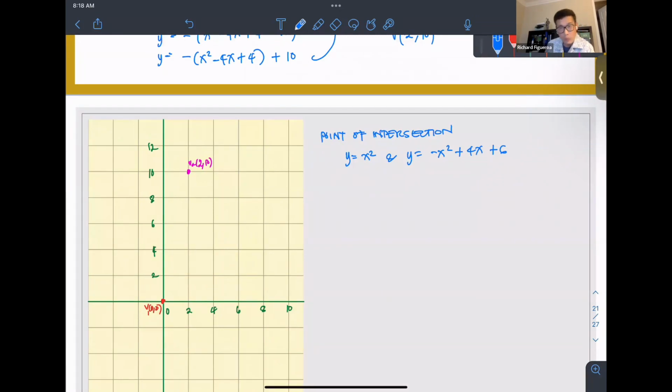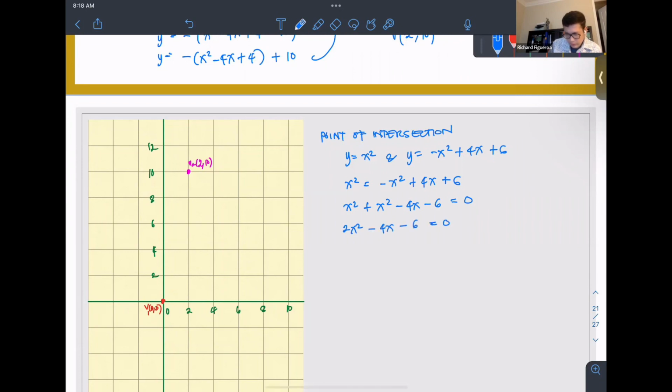So we can equate y. That would make x squared equal to negative x squared plus 4x plus 6. And thus, I can transpose everything. So plus x squared minus 4x minus 6 equals 0. So x squared and x squared will be 2x squared, then minus 4x minus 6 equals 0. However, since the numerical coefficients of all the terms are even, I can multiply everything by 1/2. So that makes it x squared minus 2x minus 3 equals 0.